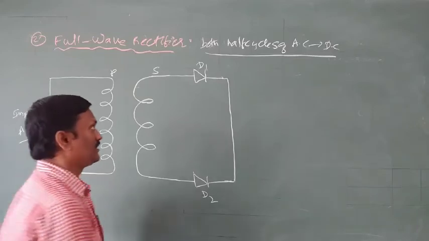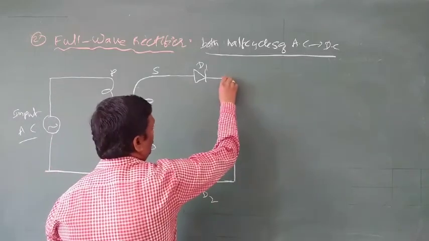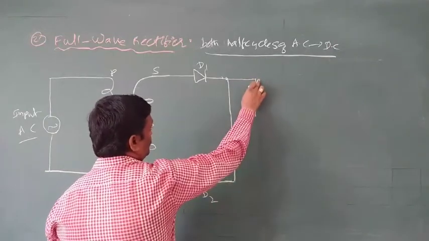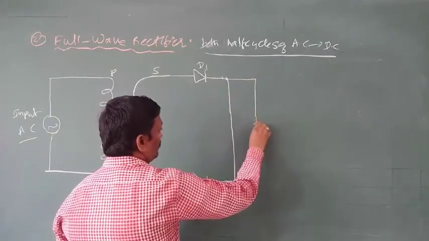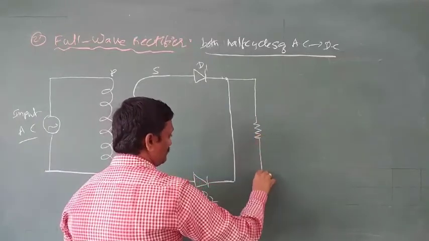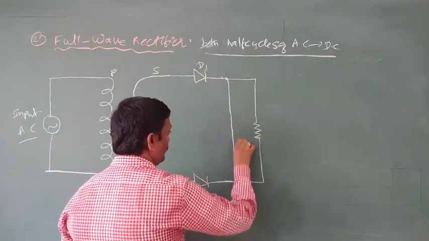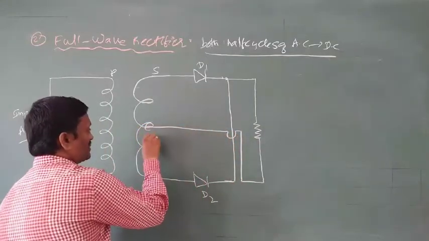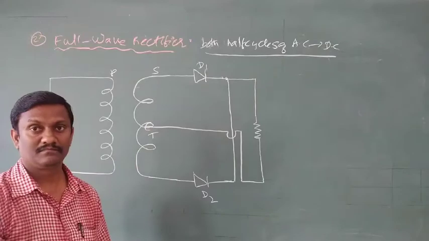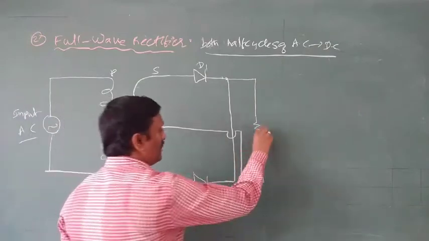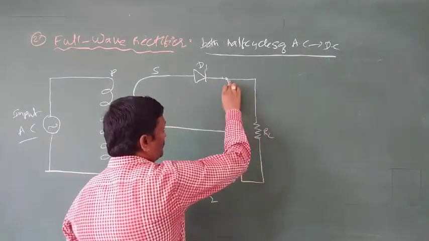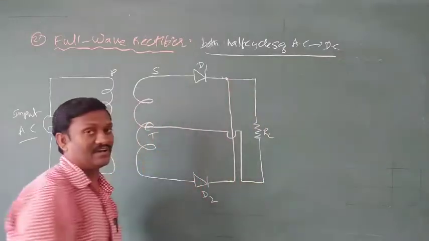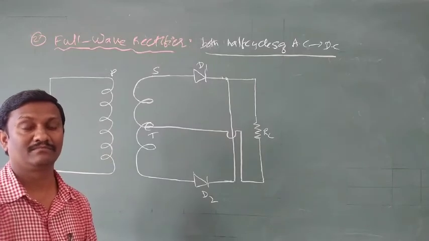From this combination, the load resistance is connected. The first end of the load resistance RL is connected to the joined combination of the diodes. The second end of the load resistance is connected at the center of the secondary coil, which is called center tapping.